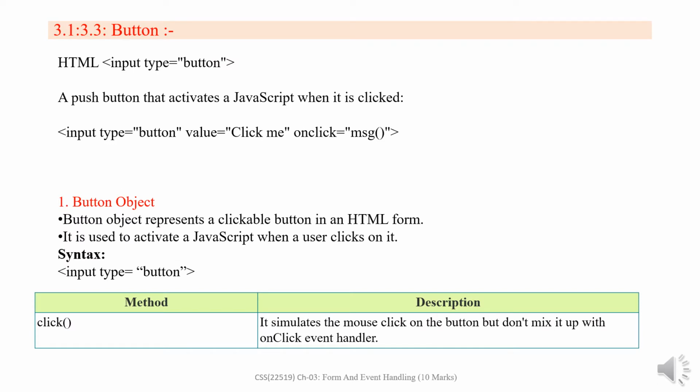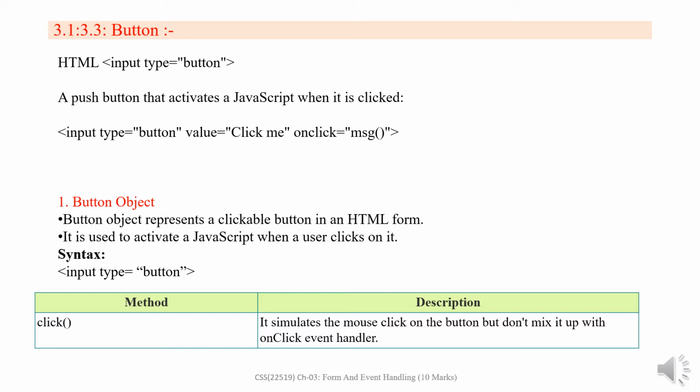First we will see button. In HTML input type, there is a button in the input tag. The format of that tag is input type is equal to button. A push button that activates a JavaScript when it is clicked. The syntax for this button is input type is equal to button, value is equal to click me, onclick is equal to message function.